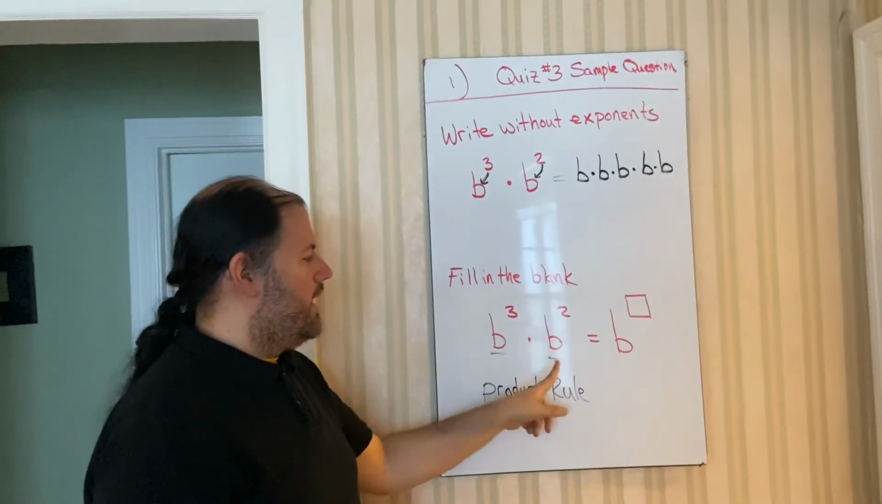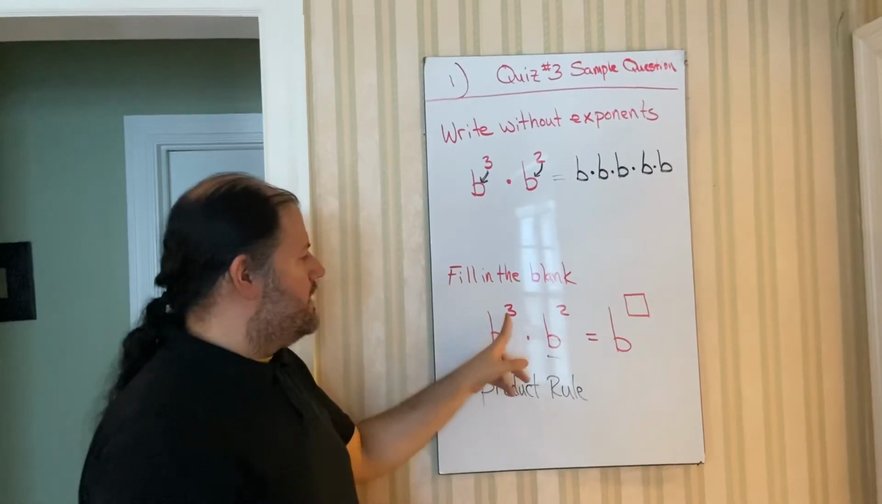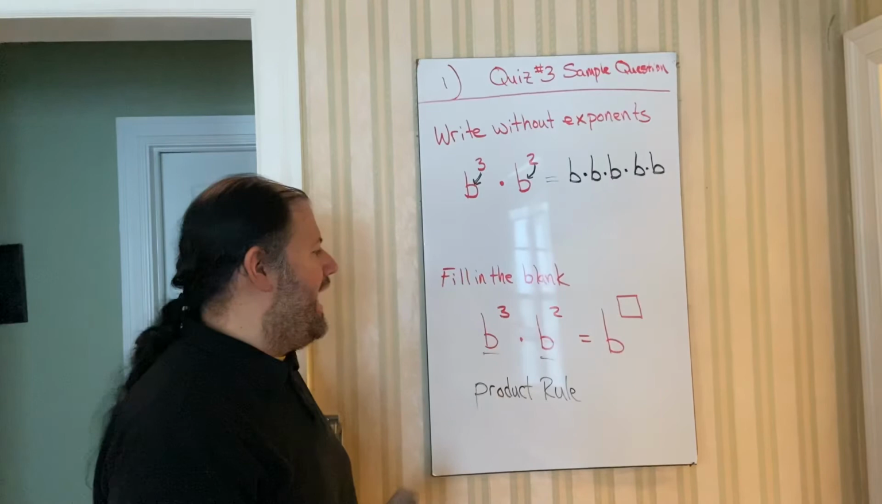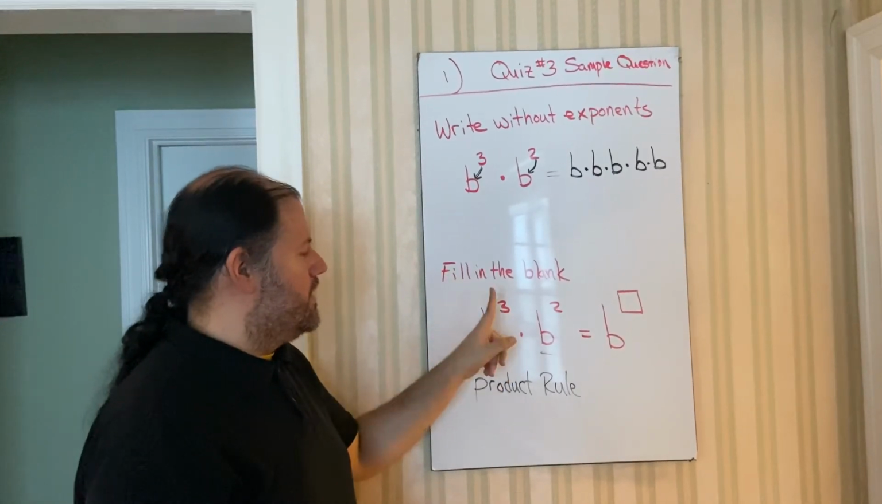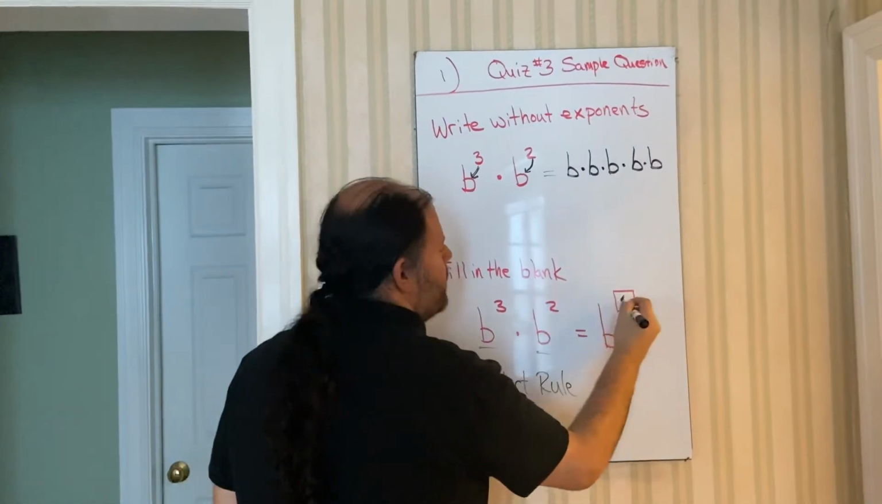When you're multiplying 2 bases that are the same, like bases, we can simplify by keeping the same base of b, but add the exponents. 3 plus 2. Make sure this is 5.